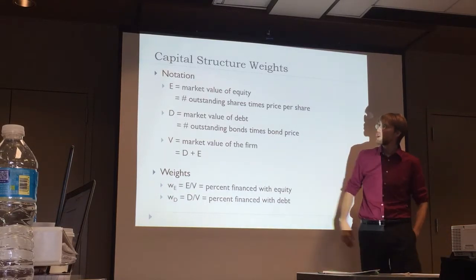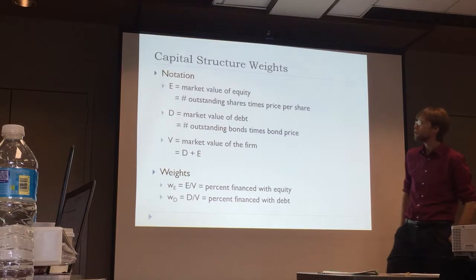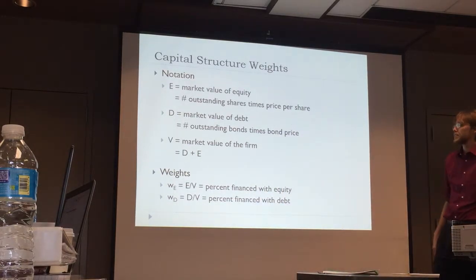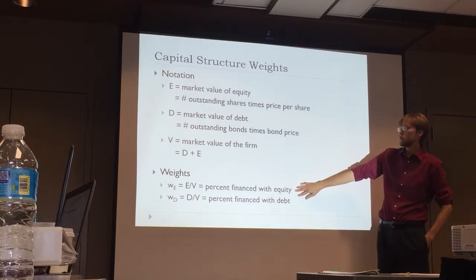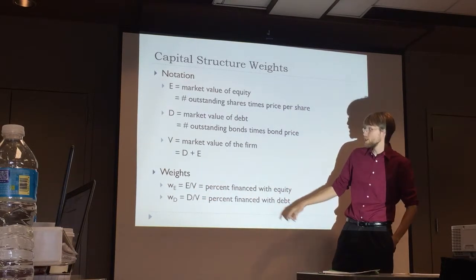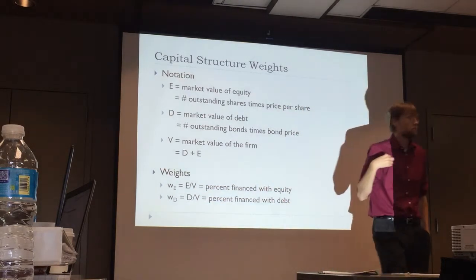All right. And in terms of total value, we just add the two. We add the debt plus the equity, right? That's the total value of the firm's assets. And then we come down here and just take the ratios. WE represents the percent financed with equity, market value of equity over total. WD is market value of debt over total.